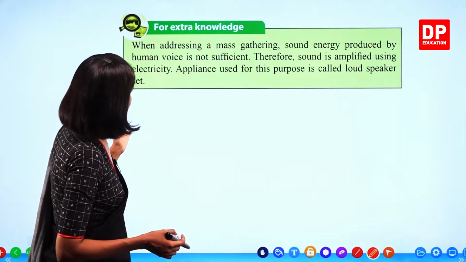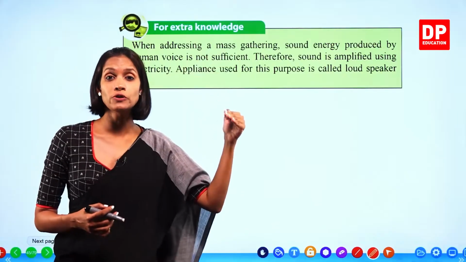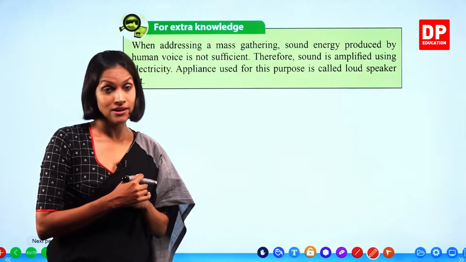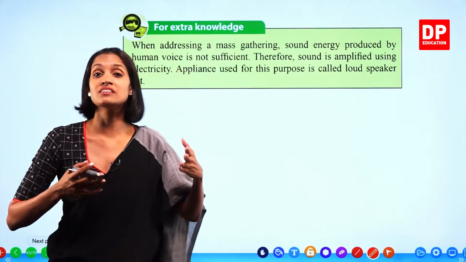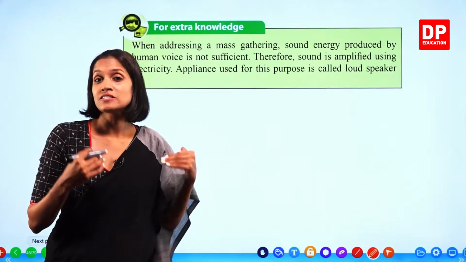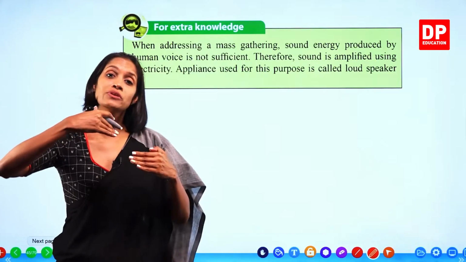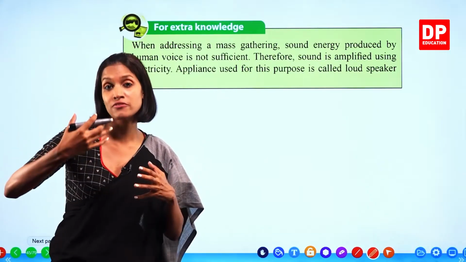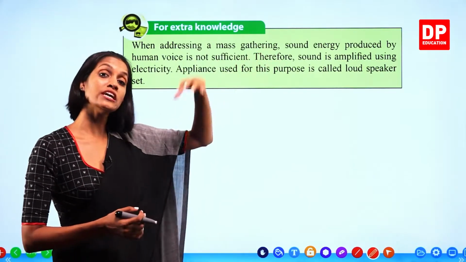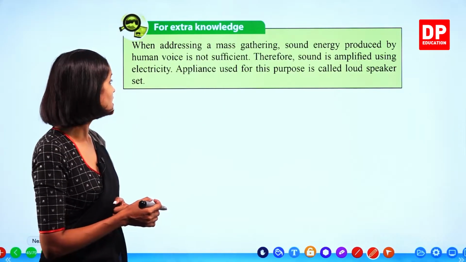When addressing a mass gathering, sound energy produced by the human voice is not sufficient because we all know that the loudness of our voice is limited, right? So if you want to convey a message to a large crowd, a single person's voice is not enough. In that case, we have to amplify or increase the loudness of our sound, right? Therefore, sound is amplified, multiplied using electricity, right?